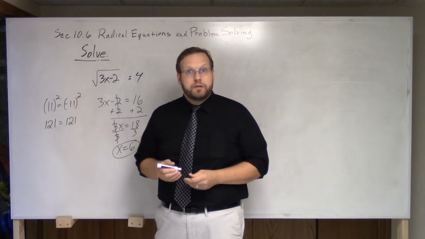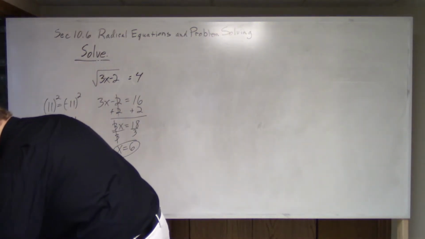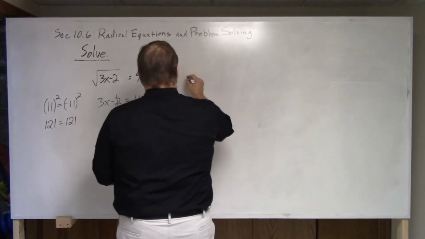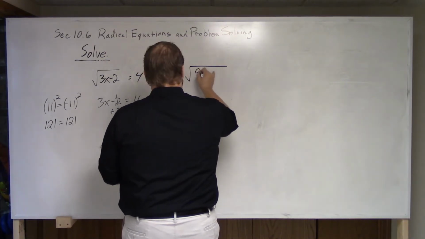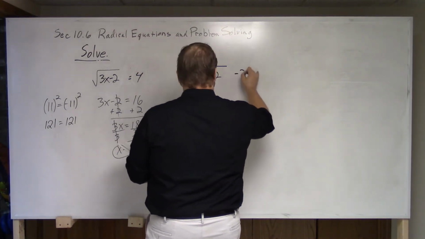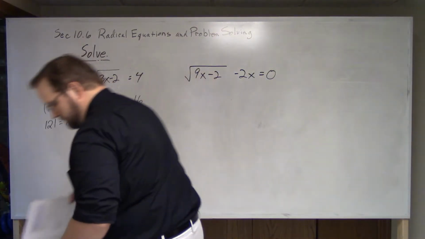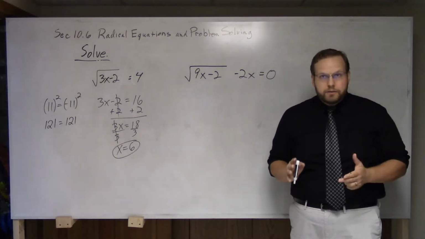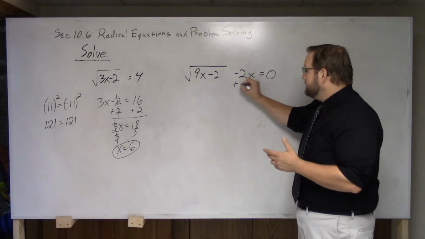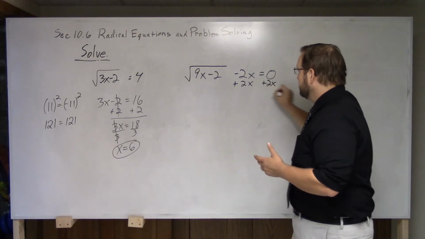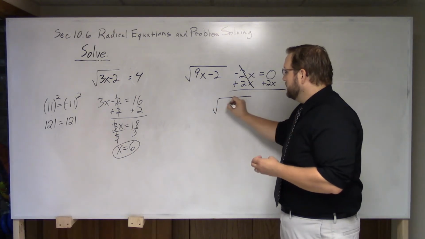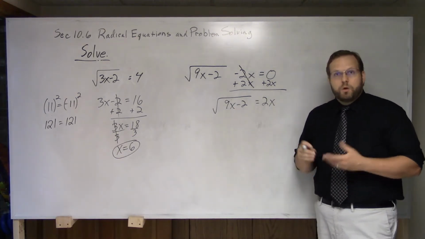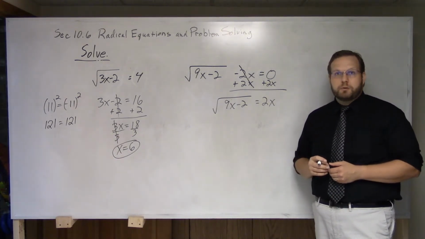Okay? Let's look at another example. First thing we got to do, isolate that radical. All that means is add the 2x. So we have square root of 9x minus 2 equals 2x. Once we get that radical isolated, same thing we had on the other problem, square both sides.